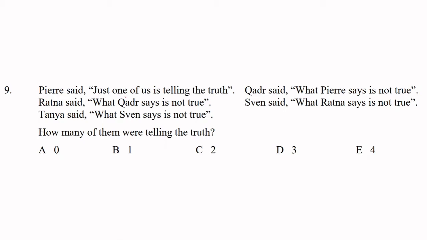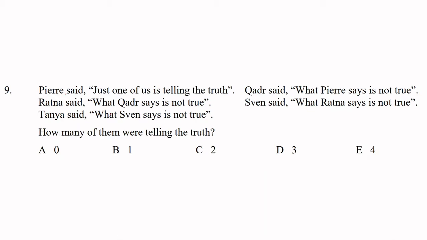Well, if that's the case, then Pierre would be telling the truth, because if just one of them is telling the truth and Pierre, we're assuming, is telling the truth, then only Pierre is telling the truth. Does that now mean the answer is B? No, it does not, because we need to see how this statement holds up with the other people and the other statements. So the second statement, made by Ratna, says what Kadar says is not true.